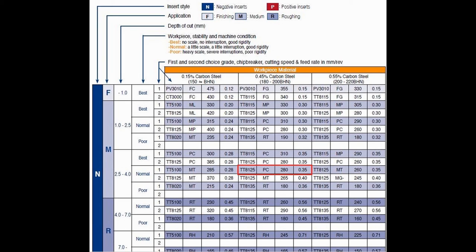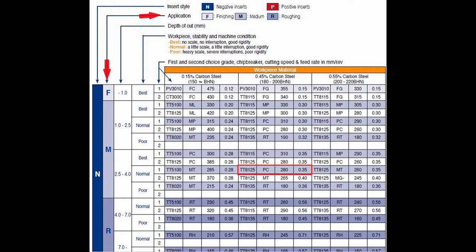A positive insert is weaker, sharper, and results in lower cutting forces. So you would use it on a part that is not held firmly, is likely to bend, or has thin walls. Based on negative or positive, look at the N or P rows in the first column.